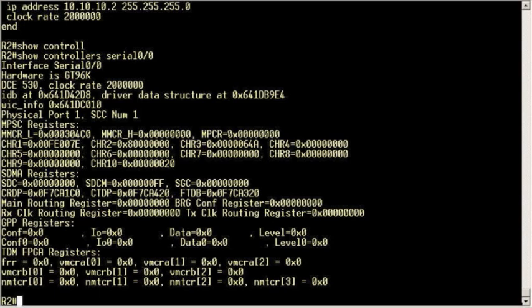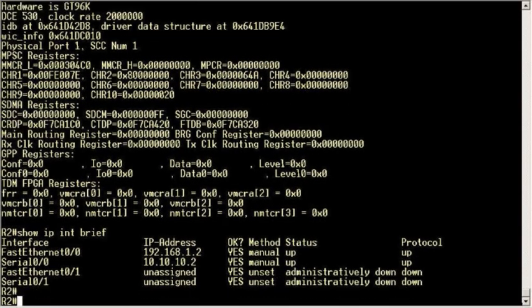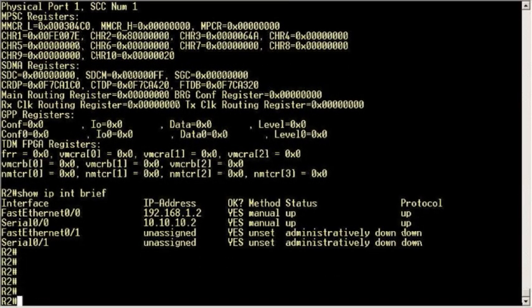let's look at R2, show IP interface brief, okay? We look at R2, and we've got FastEthernet 0/0 that's connected to the 192.168.1 network. And then we've got that 10.10.10 network that we did in our simulated WAN.